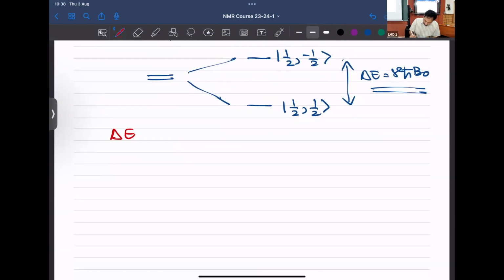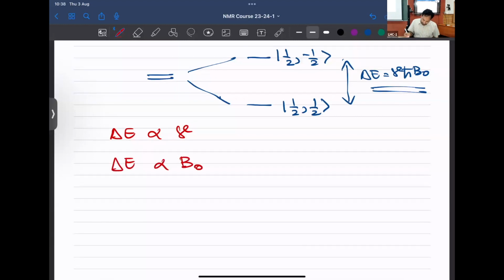Delta E is proportional to gamma, meaning that as you have a nucleus that has higher and higher gyromagnetic ratio, the energy levels are farther and farther away. Or on the contrary, for lower and lower gyromagnetic ratios, the energy levels start coming closer together. We will see the implications of it as we go forward.